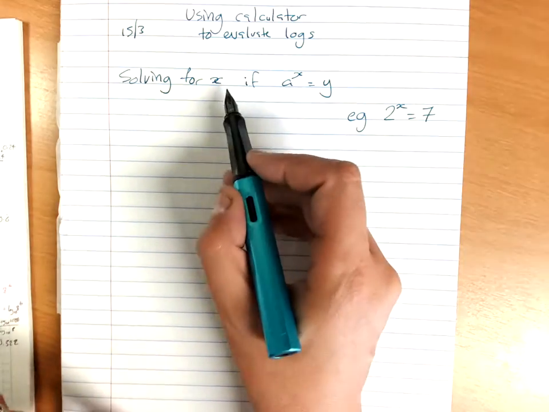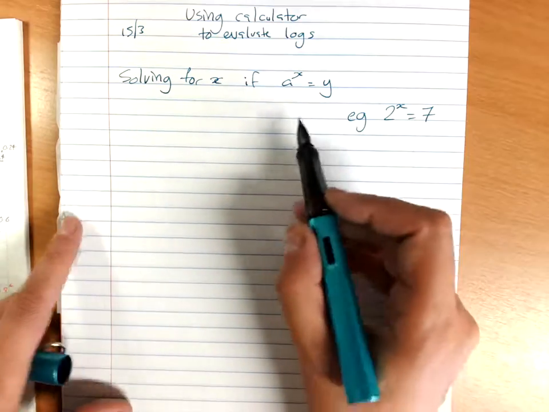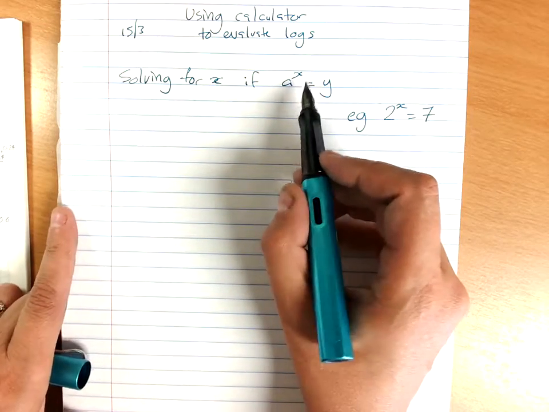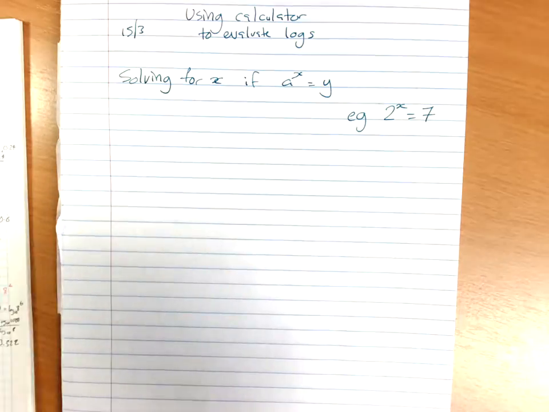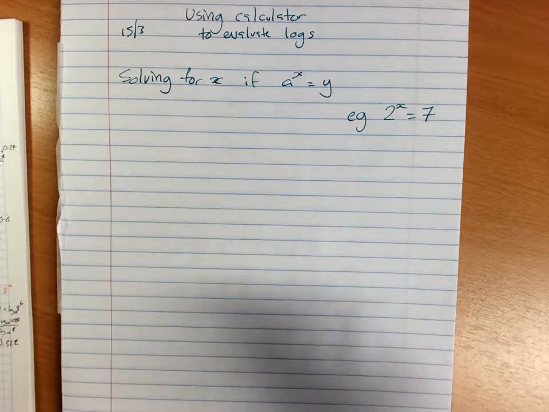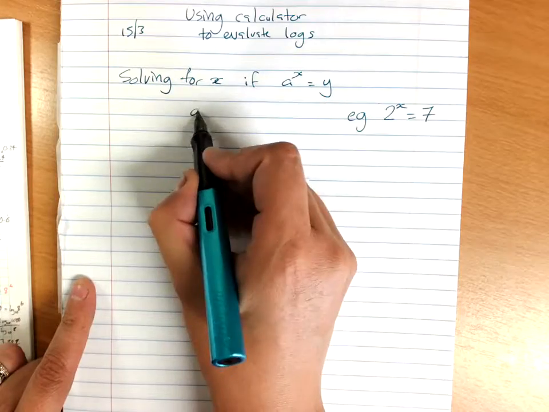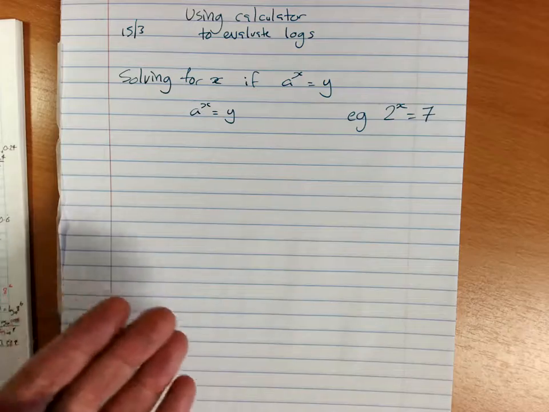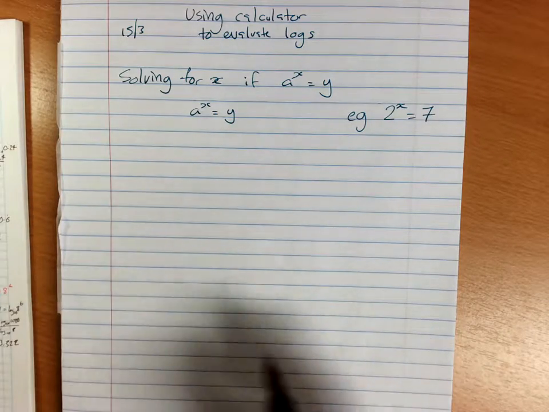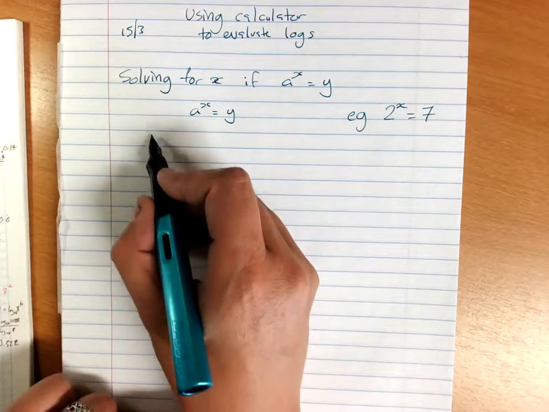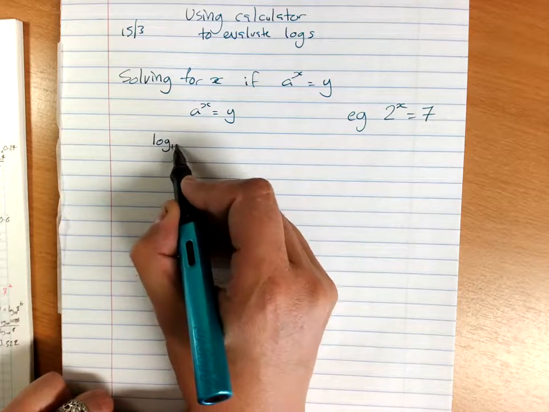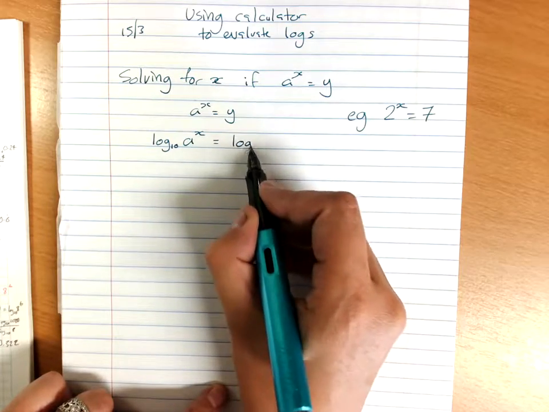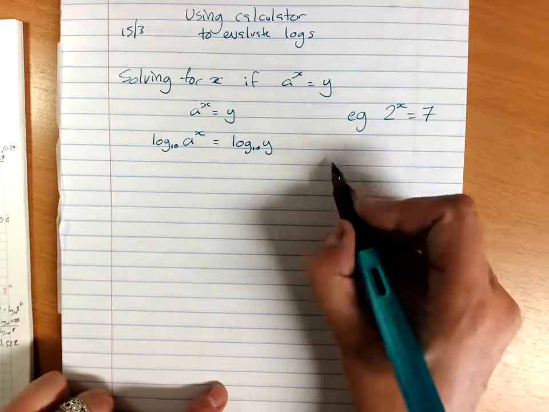So we're solving for x when we don't have nice easy numbers. From the index form, you take the log 10 of both sides. In the same way that we can get the square root of both sides or multiply both sides by 2 or whatever, taking log 10 of both sides means I have log 10 of a to the x equals log 10 y.